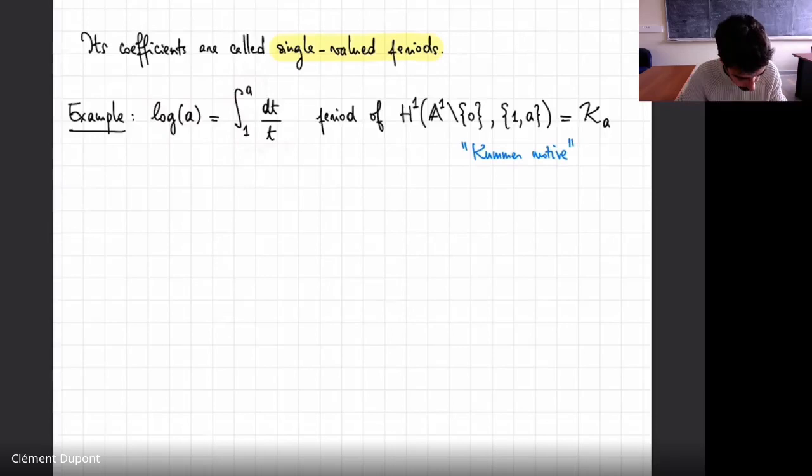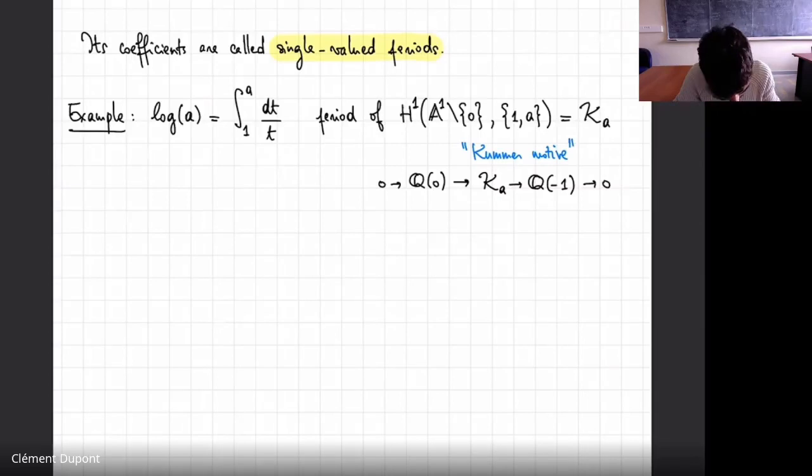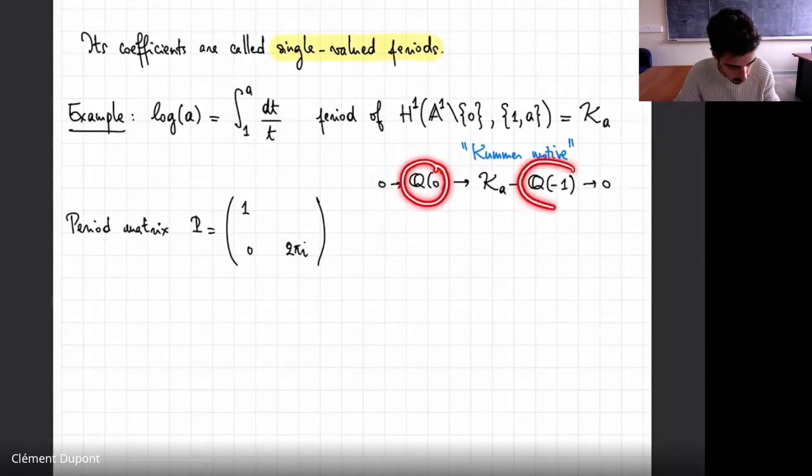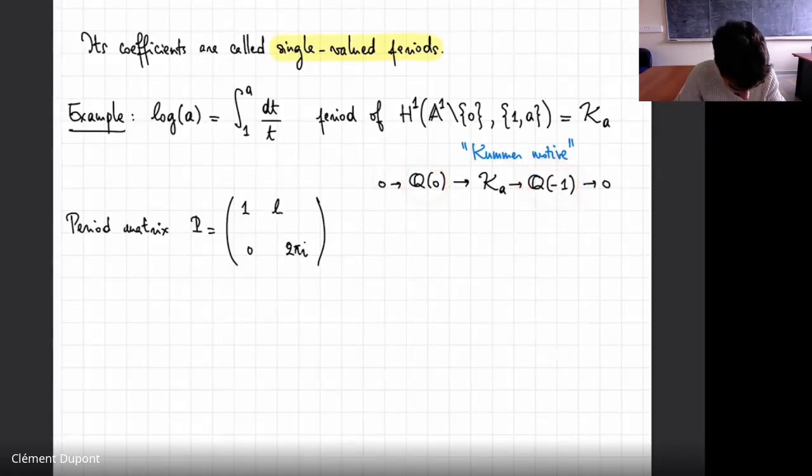It's important in the theory of motives because it's an extension of Q of minus 1, which is just the H1 of A1 minus 0, by Q of 0. An extension like this. If you look at the period matrix, so the matrix of the comparison isomorphism, it's a 2x2 matrix whose shape reflects this kind of extension structure. So you have 1 and 2 pi i on the diagonal, which are the period matrices of these two rank 1 motives, and you have log a in the corner.